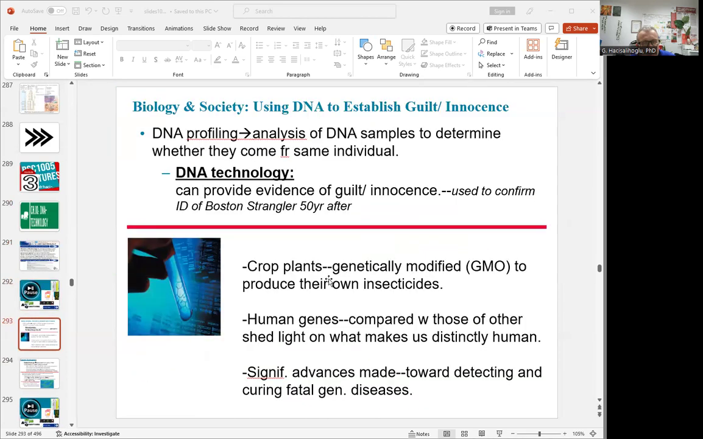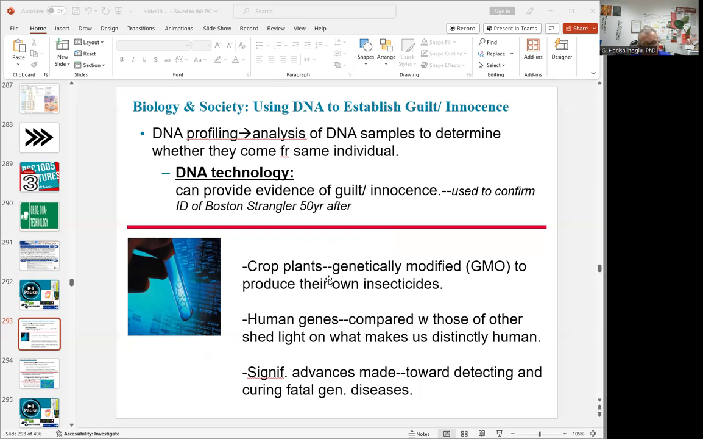So what is DNA technology? It's actually a molecular technique or a number of techniques. Basically, it could be used for many different things. Like you see here, DNA profiling, for example, one example. So to establish guilt or innocence, right? So DNA profiling, which has been around for a while.